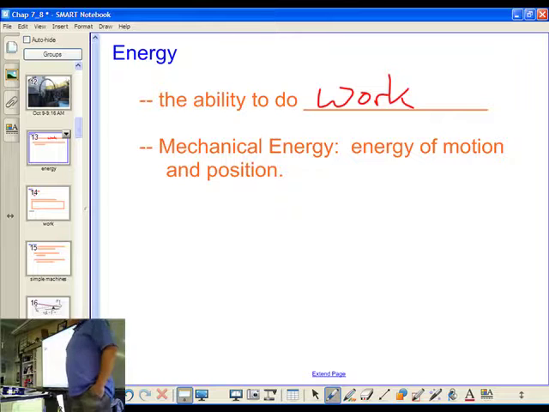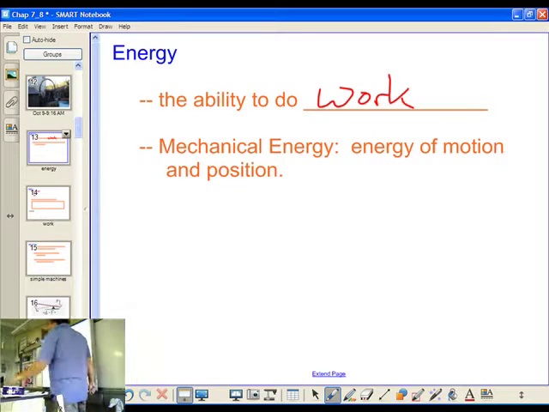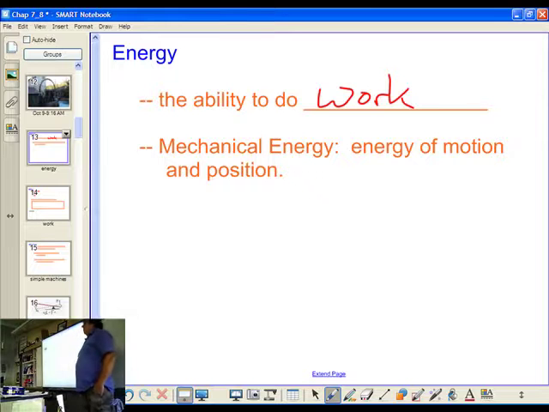Energy is the ability to do work. Now there are lots and lots of kinds of energy. In this unit, we are going to deal with mechanical energy. Next semester, we will be dealing with other kinds of energy, things like heat and light and sound, electrical. But this unit particularly, we're dealing with mechanical energy, which is the energy of motion and position. And we'll also be dealing a lot with machines in this unit.